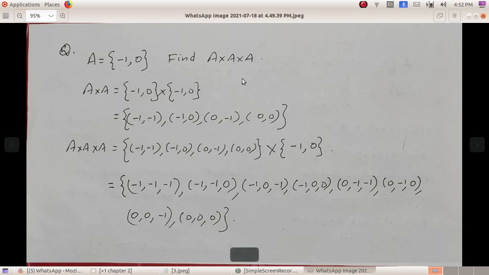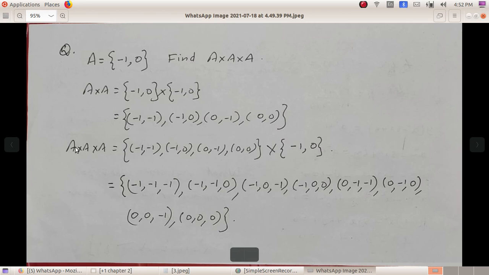See this same question. A is equal to the set {-1, 0}. Find A cross A cross A. A cross A is what? Set {-1, 0} cross {-1, 0}. Then A cross A means what? A cross A is (-1, -1), (-1, 0), (0, -1), (0, 0).